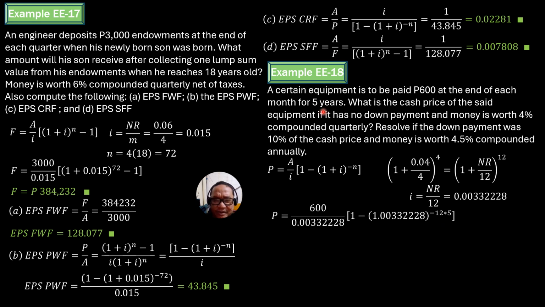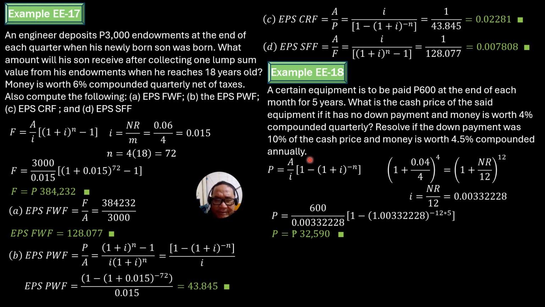Sorry, I mentioned n is 4 times 5 earlier because I thought that the payment is made every quarter, but it is every month. That's why we convert the equivalent rate when compounded every month. So this is the value. So solving for P is equal to 32,590.